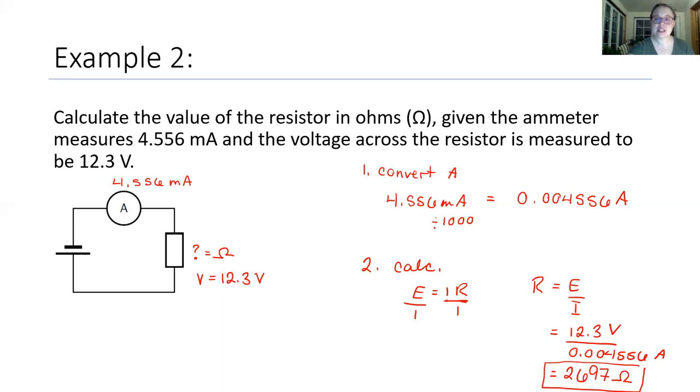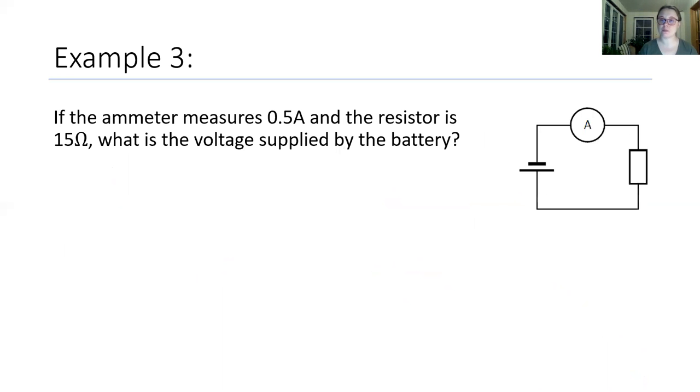All right, let's go on to the next question. So I've got two more examples for you. In this question, the ammeter measures 0.5 amps and the resistor is 15 ohms. What's the voltage supplied by the battery? So here we have 0.5 amps, a resistor of 15 ohms, and we want to know what's the voltage. When there's only one thing in a circuit like this, the ammeter is just a measurement device, it's not actually taking a load, so the voltage here is the same as the voltage here, okay?